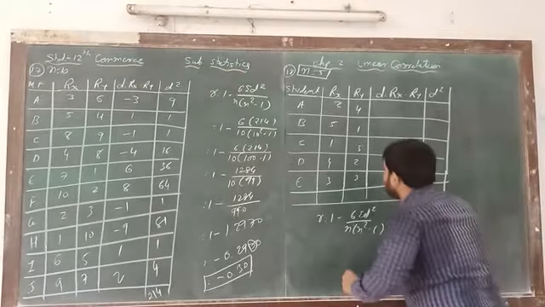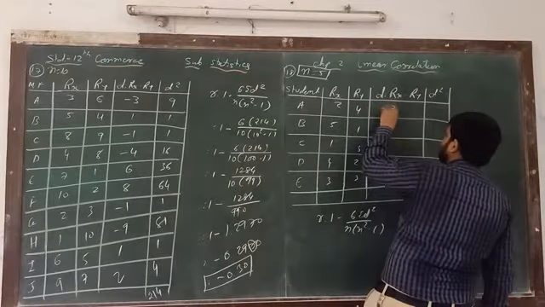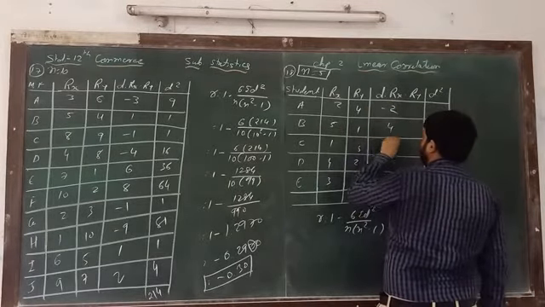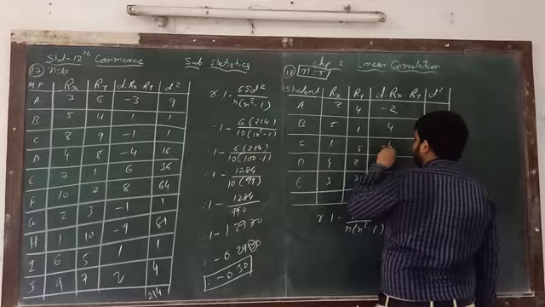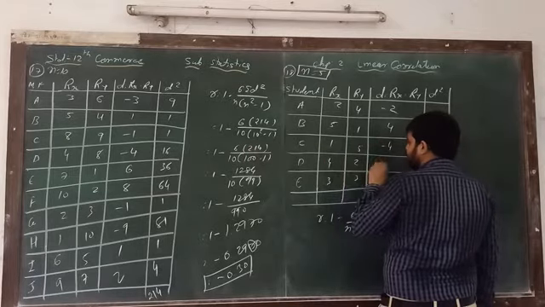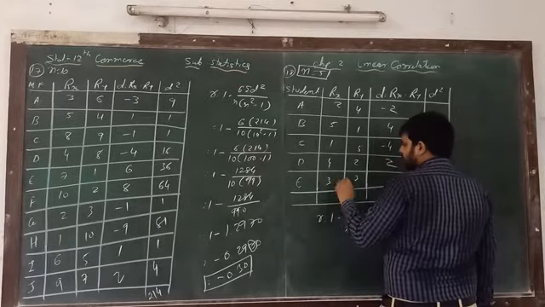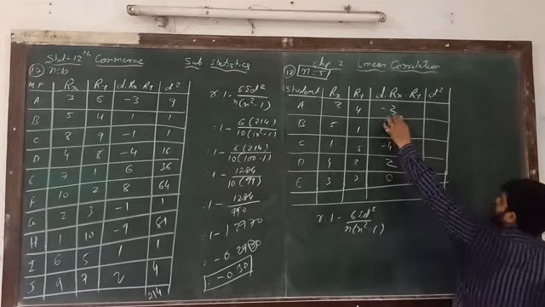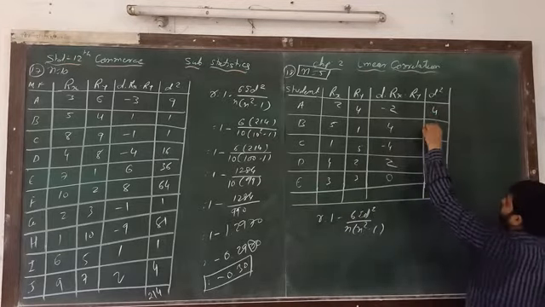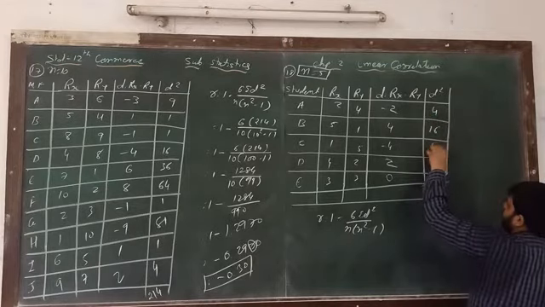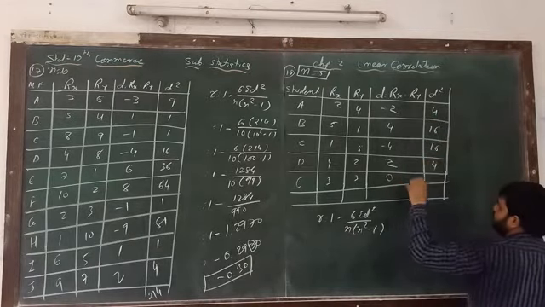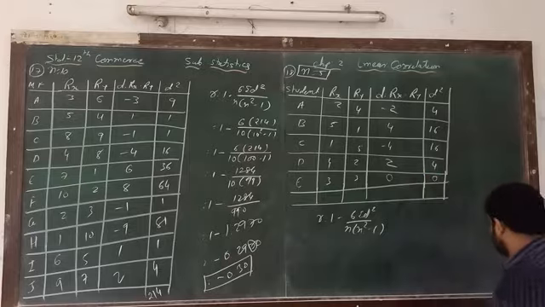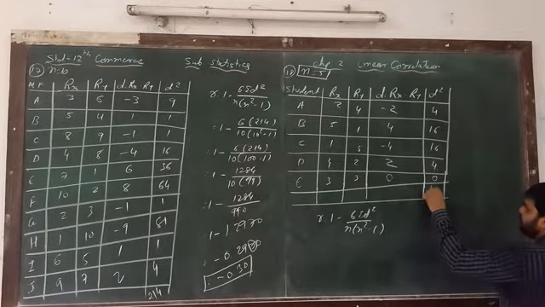So here 2 minus 4 is minus 2, 5 minus 1 is 4, 1 minus 5 is minus 4, 2 minus 4 is minus 2, and 3 minus 3 is 0. Now the square of it: minus 2 square is 4, 16, 16, 4, 0. So the answer is 14.